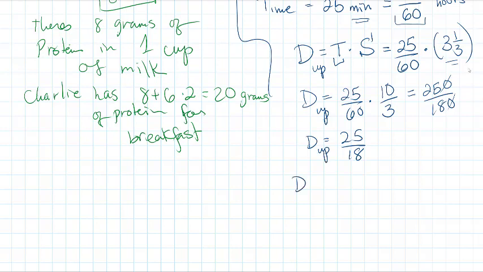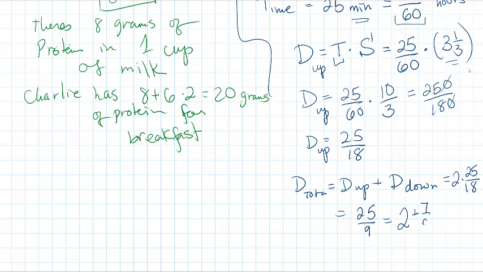And let's write the total distance as the distance up plus the distance down. We know they're both equal, right? And they're equal to 2 times 25/18. So we can simplify this a little bit more. We can divide both the numerator and the denominator by 2, so we get 25/9, and that is equal to 2 plus 7/9. So the distance she runs, the total distance, is 2 7/9 miles.